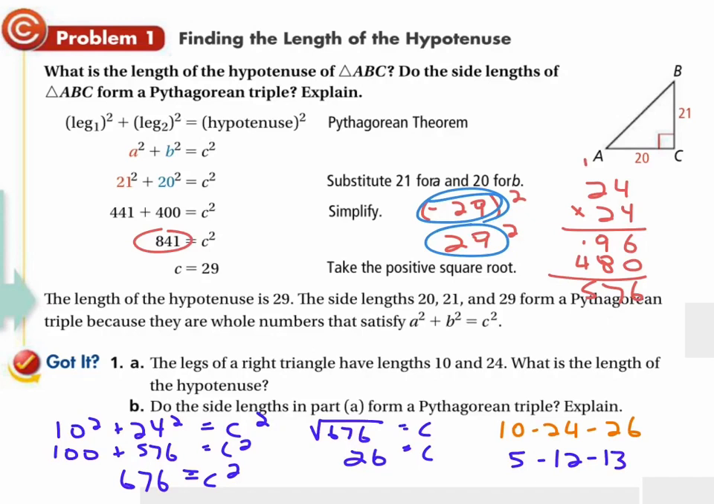Okay, so what's the length of the hypotenuse? For answer A, the length of the hypotenuse is 26. And do the side lengths form a Pythagorean triple? Yes, they do, because they are 3 whole numbers that satisfy the Pythagorean theorem: a squared plus b squared equals c squared. Let's look at another example problem.